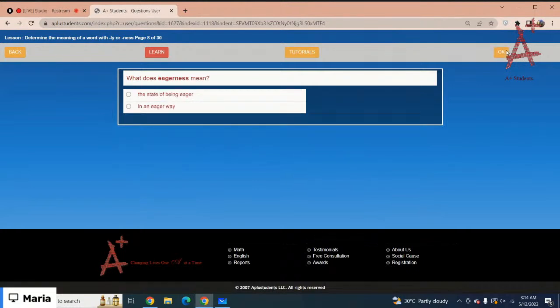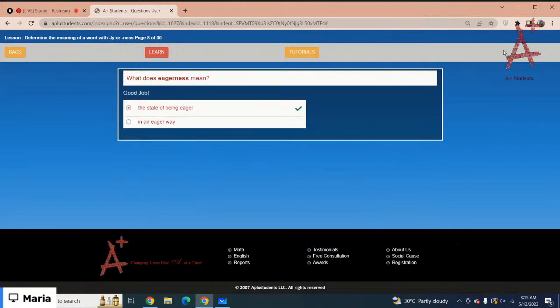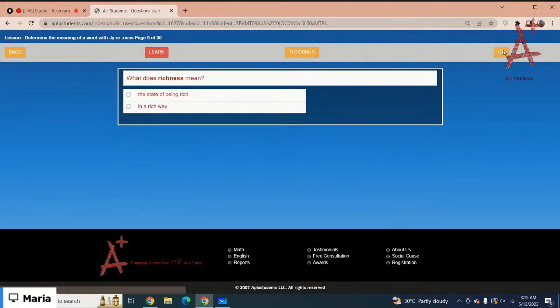What does eagerness mean? The state of being eager. Eagerness means the state of being eager. The correct option is state of being eager.